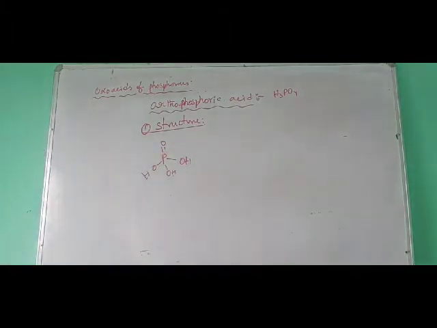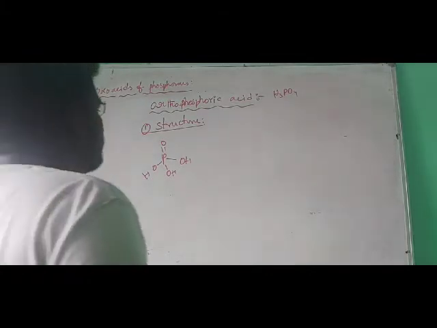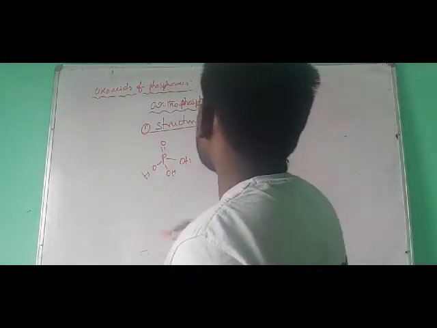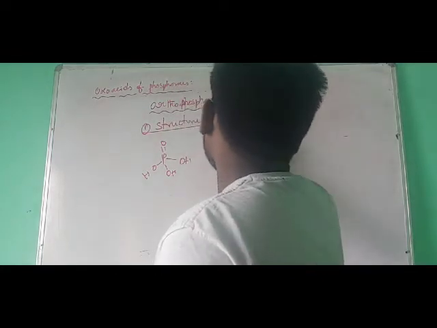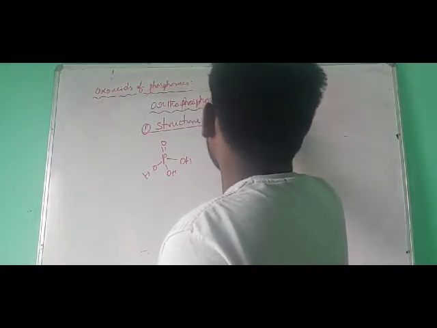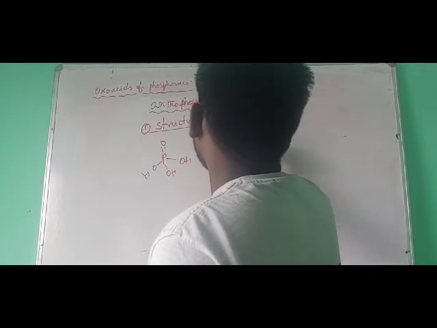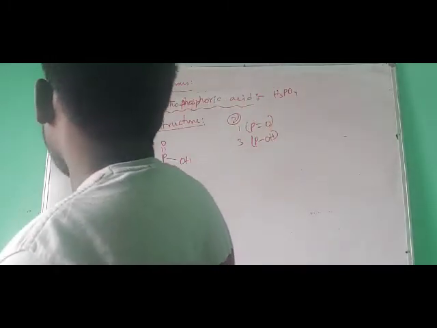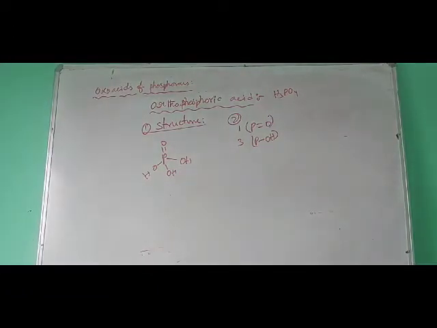So right, this is the structure of orthophosphoric acid. And the next one, what are the different types of bonds present in this one? In this one we have only 2 types of bonds. 3 P double bond O bonds are present, and next, 3 P–OH bonds are present in this one.